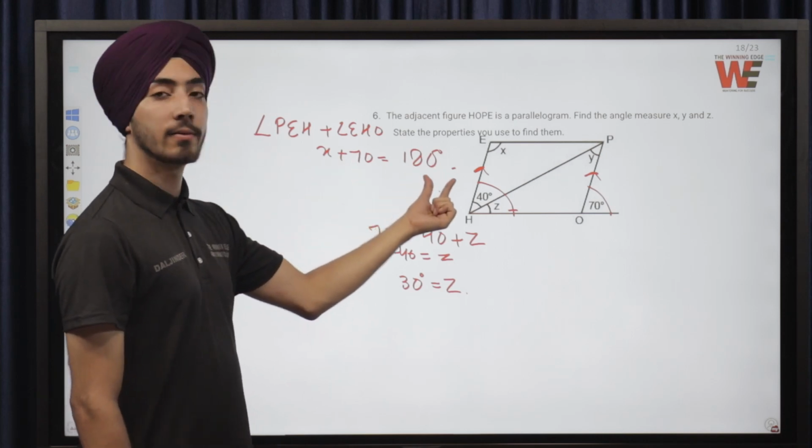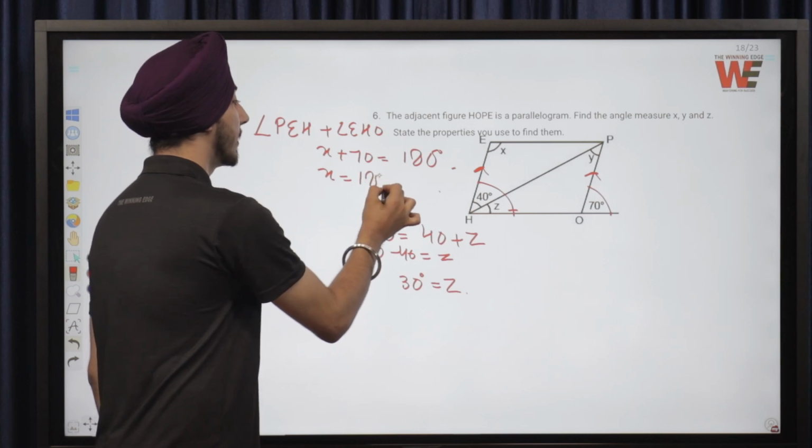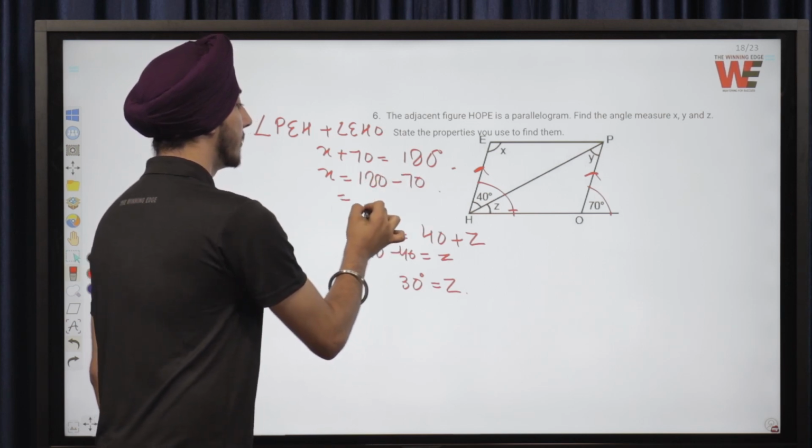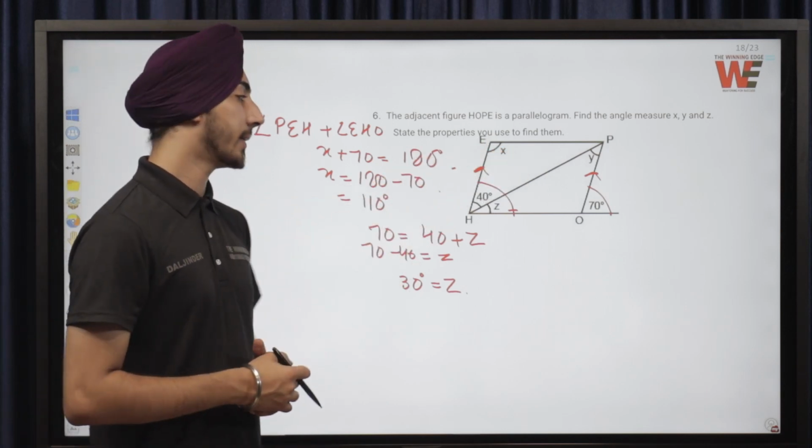So this is x, this is 70, which is giving you equal to 180. So x will be how much? X will be 180 minus 70, which will be equal to 110. So the x value comes out to be 110.